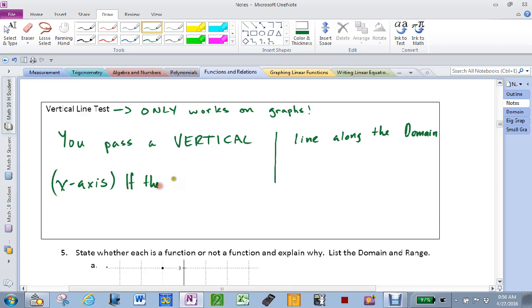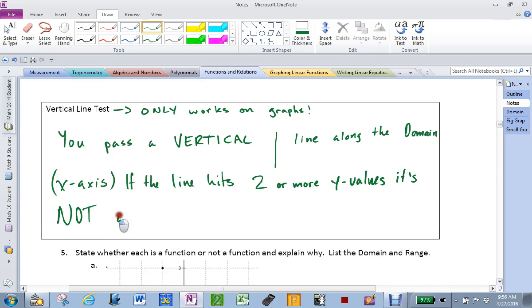If the line hits 2 or more y values, it's not a function. Okay? Everybody with me?